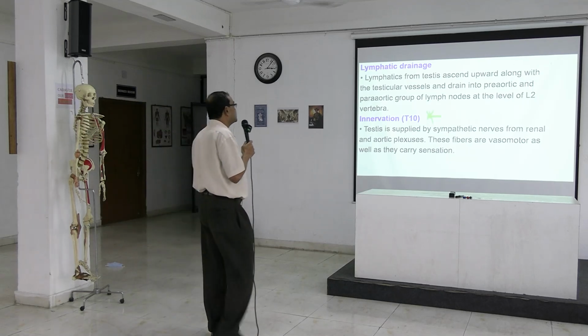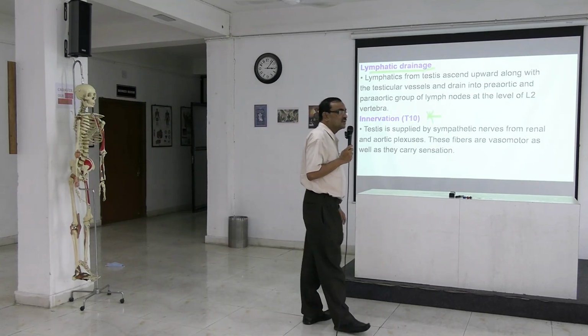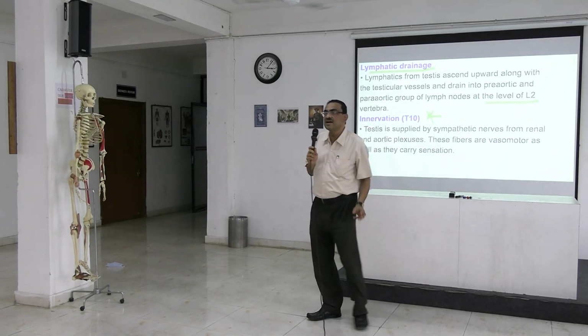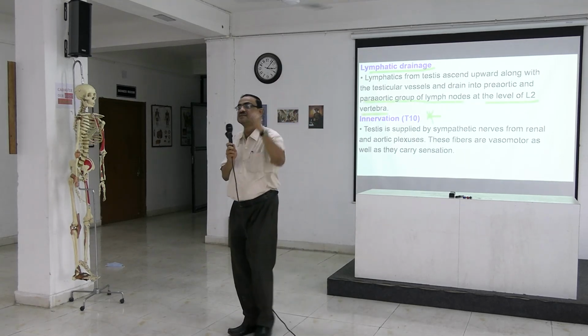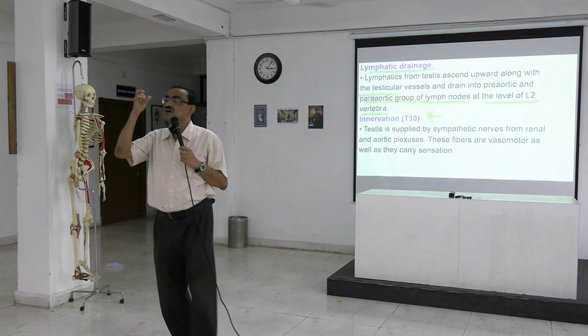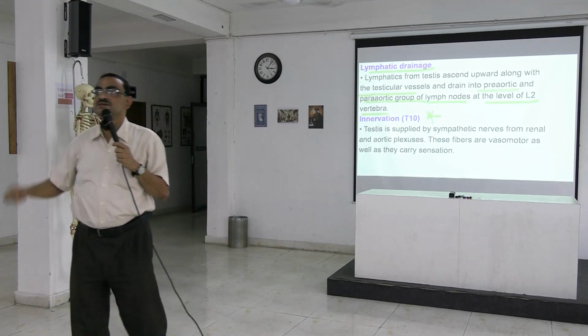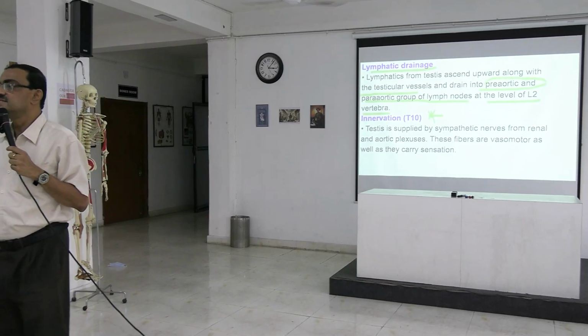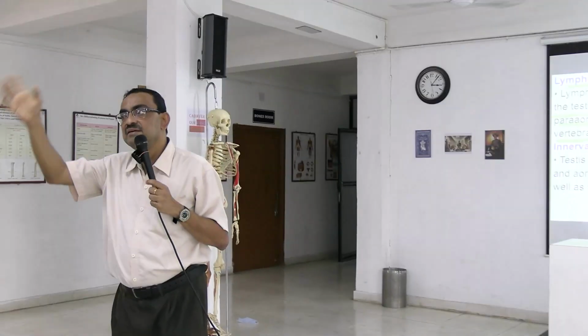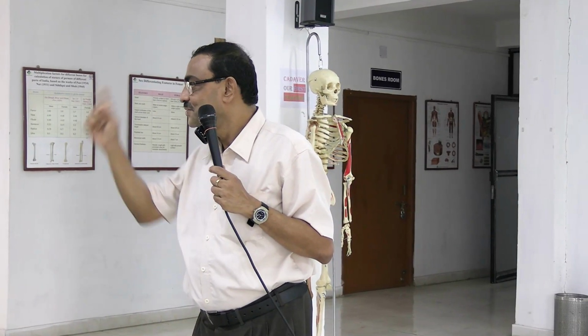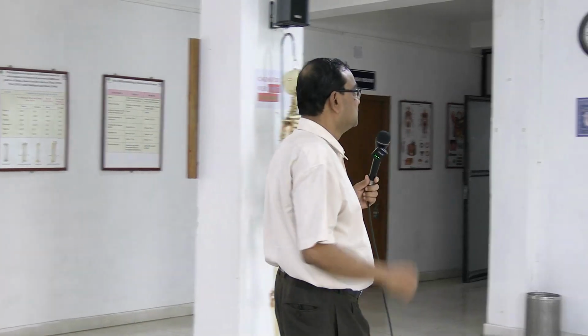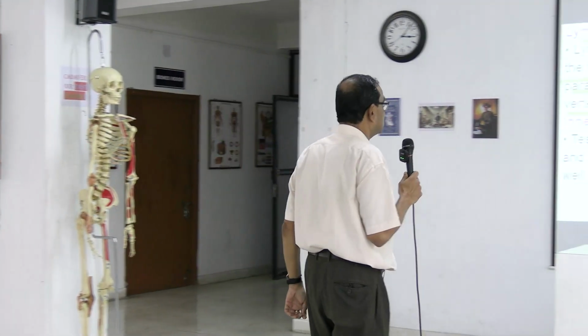The lymphatic drainage. Lymphatics pass through the spermatic cord, along the testicular artery, and around the testicular artery, they will enter around the aorta to the para-aortic lymph nodes. Okay, pre and para-aortic lymph nodes.